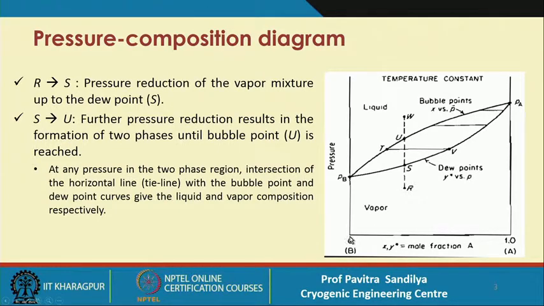That means x_A equal to 0 means there is no A. That means there is only the other component B, and for that particular component, this is the vapor pressure. And at x_A equal to 1, that is, it is pure A, we have the vapor pressure of component A. Now, because the vapor pressure is more for component A, we can say that A is more volatile.